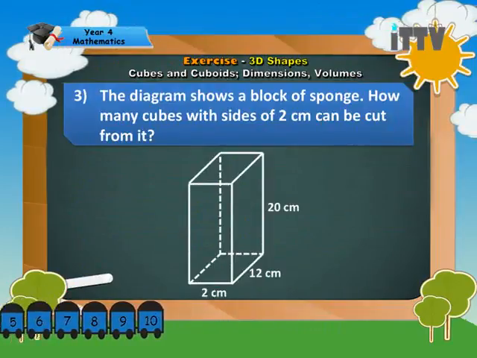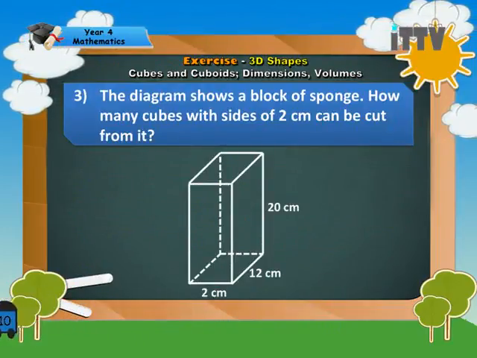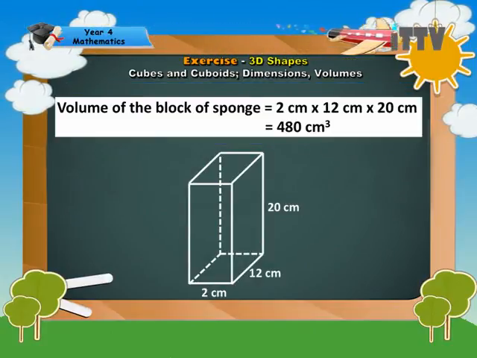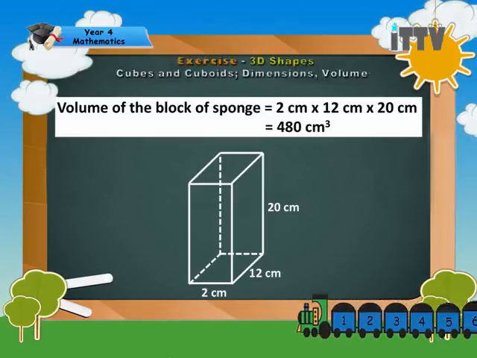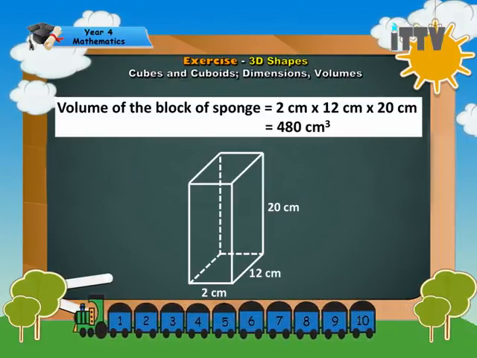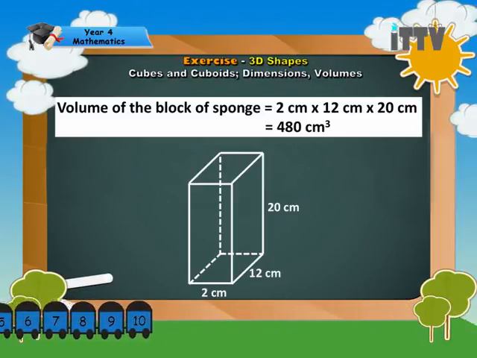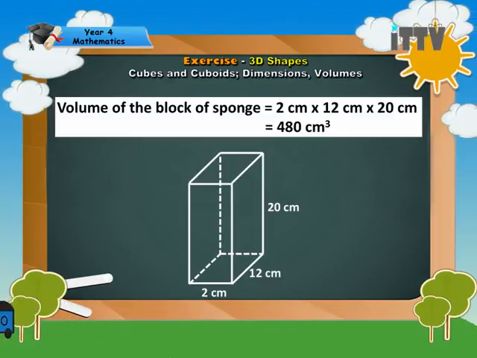Number 3, the diagram shows a block of sponge. How many cubes with sides of 2 centimeters can be cut from it? Now let's calculate the volume of the whole block of sponge first. We have 2 centimeters times 12 centimeters times 20 centimeters. That will give us 480 cubic centimeters.